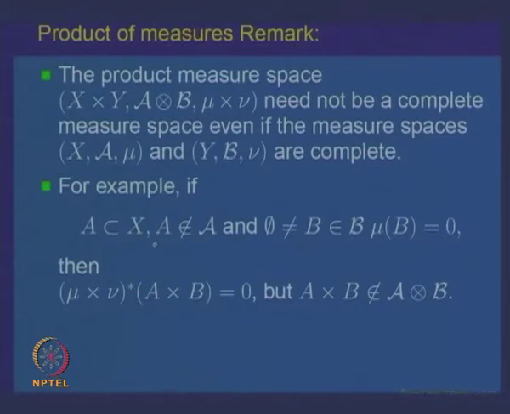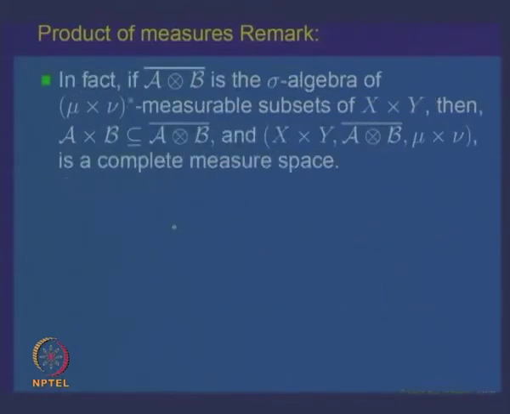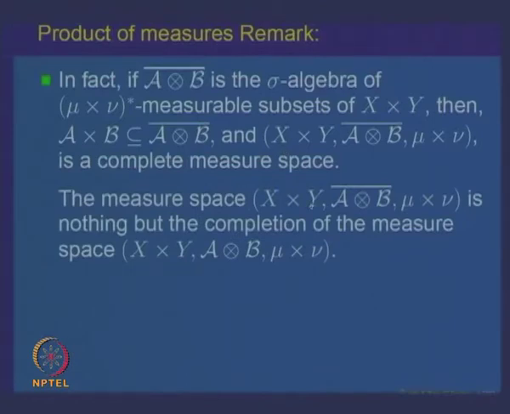So, for example, you can take any set A in X such that A does not belong to the algebra A, okay, and take any non-empty set B of measure 0. Then the outer measure of μ × ν will be equal to 0, because ν of B is equal to 0. But the rectangle A × B does not belong to the product sigma algebra, because A does not belong to A. So, in case one wants to look at the completion of this, that is possible. So, if we look at the sigma algebra, denote it A × B bar, of μ × ν measurable subsets of the product space, then of course, the product sigma algebra is inside it, and that will be a complete measure space. So, we can say that X × Y with the μ × ν measurable sets as before is the completion of the product measure space (X × Y, A × B, μ × ν).